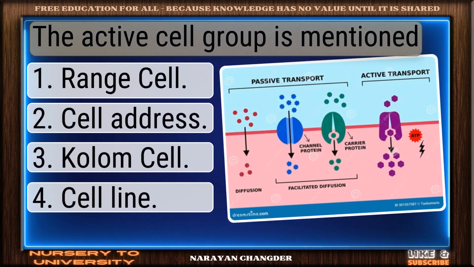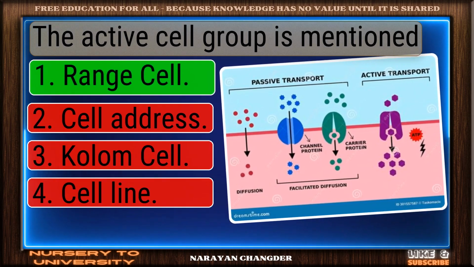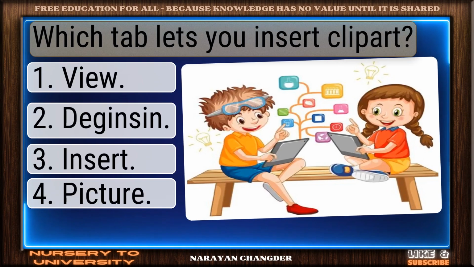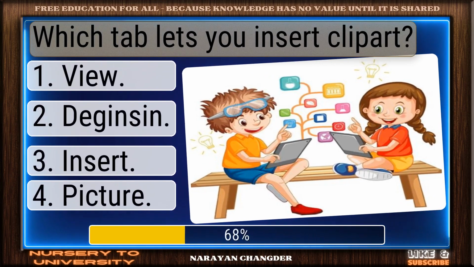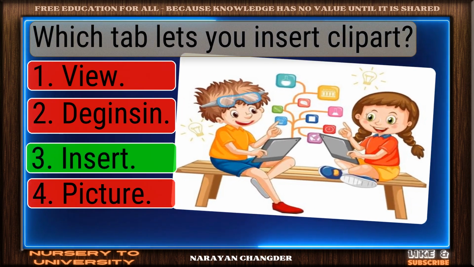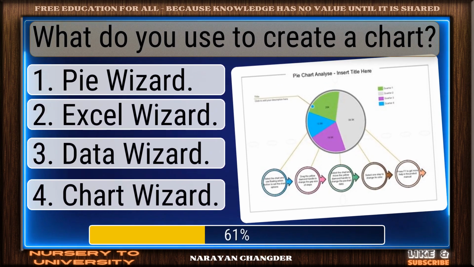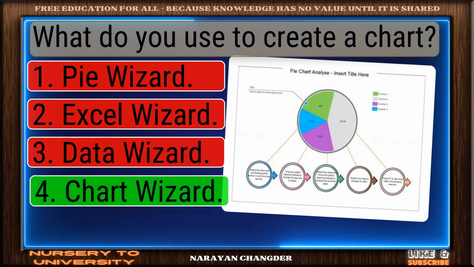The active cell group is mentioned. Perfect. Range cell is the correct choice. Which tab lets you insert clip art? On track. Insert is the correct answer. What do you use to create a chart? Excellent choice. Chart Wizard is the right answer.